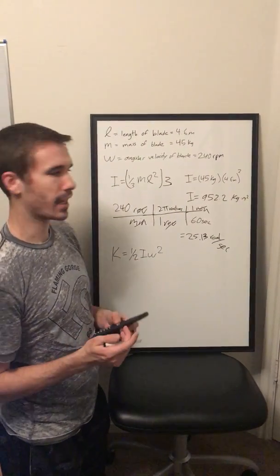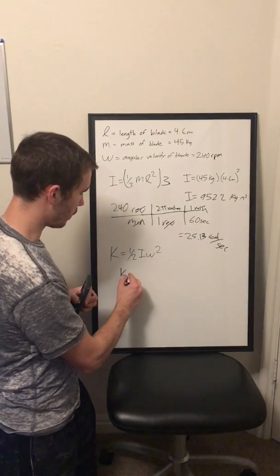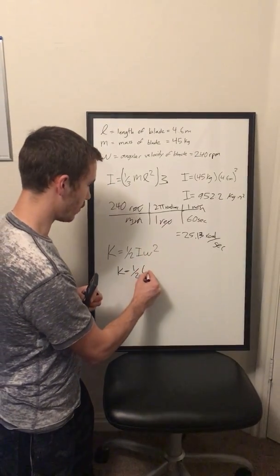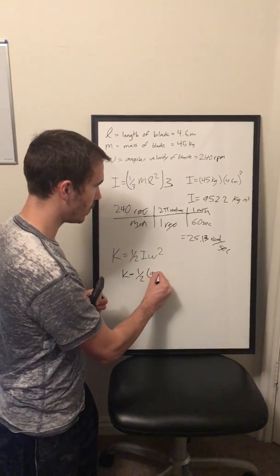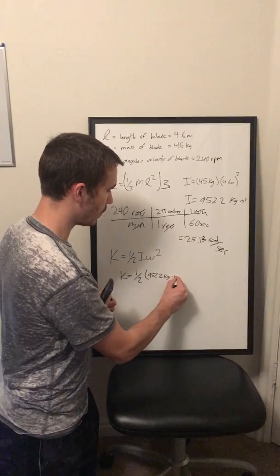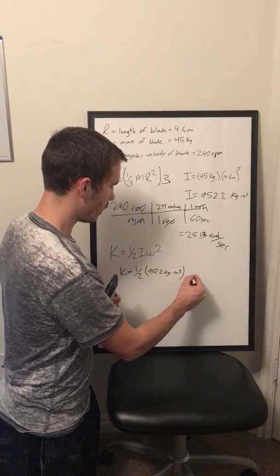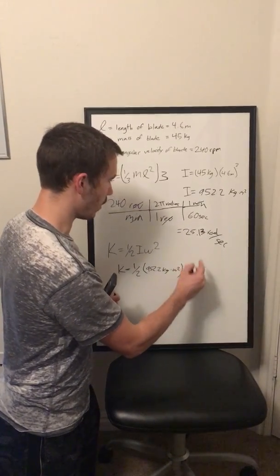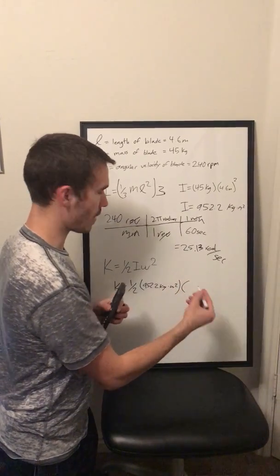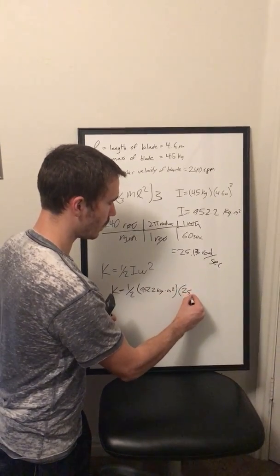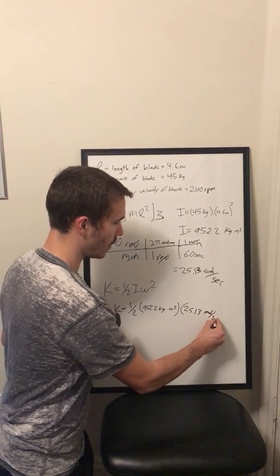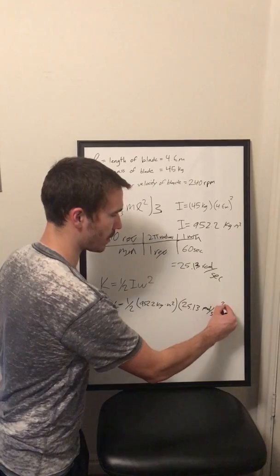And so now that we have it in seconds, we can input it into this final equation and solve for our kinetic energy. So when we input all the information we have, we get K equals 1/2 times the rotational inertia, which is 952.2 kilograms times meters squared, times our angular velocity of the blade apparatus, so 25.13 radians per second, and then we have to square that.